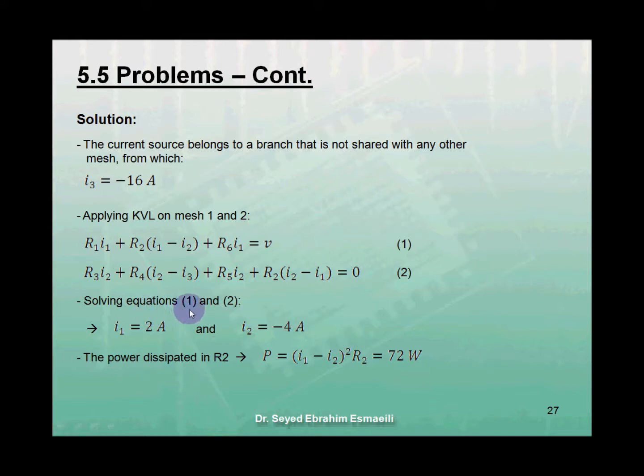Solving equations 1 and 2, we get I1 equals 2 amps and I2 equals minus 4 amps. The power dissipated in R2 is (I1 minus I2) squared times R2, which equals 72 watts.